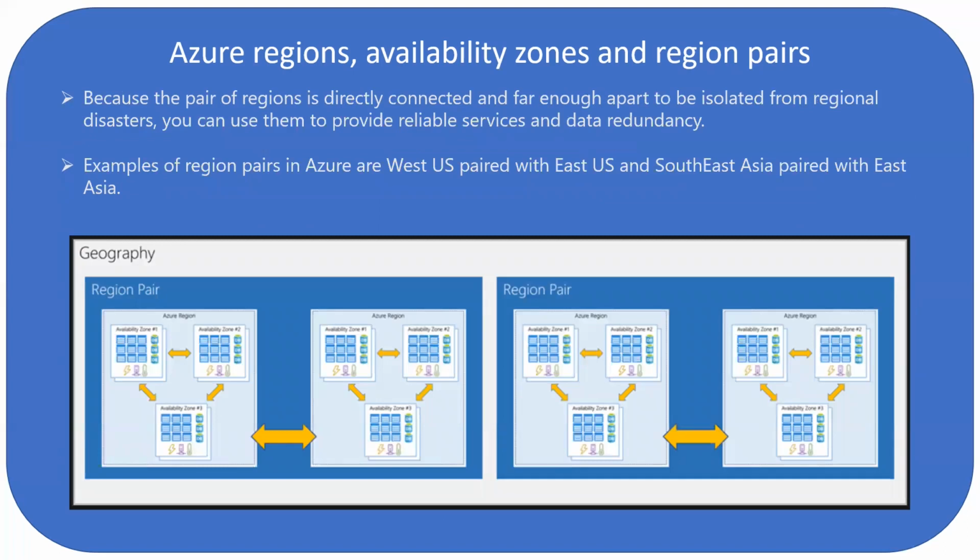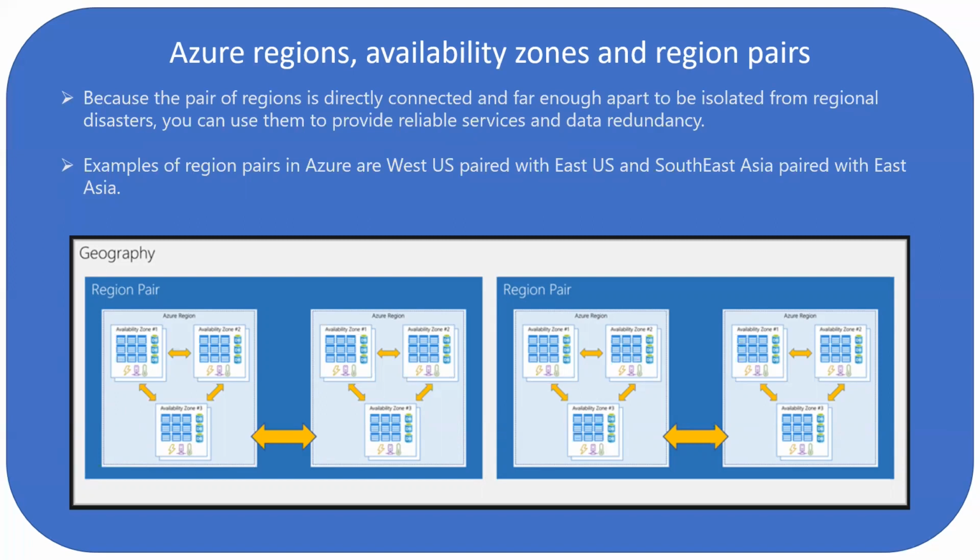Now, because the pair of regions is directly connected and far enough apart to be isolated from regional disasters, you can use them to provide reliable services and data redundancy. So that is the main point here, that they are far enough to be isolated from regional disasters. Now, examples of region pairs in Azure are West US paired with East US and Southeast Asia paired with East Asia. So these are region pairs.